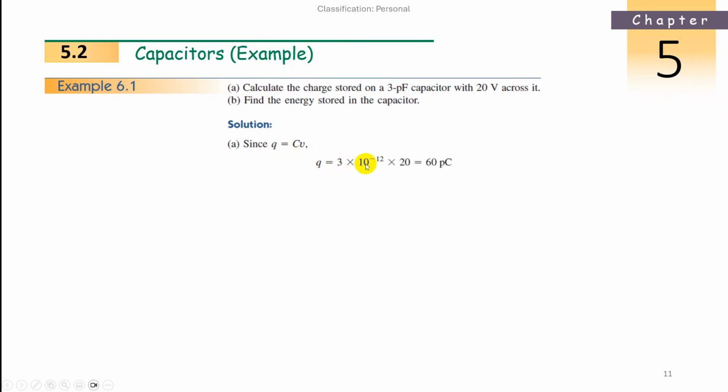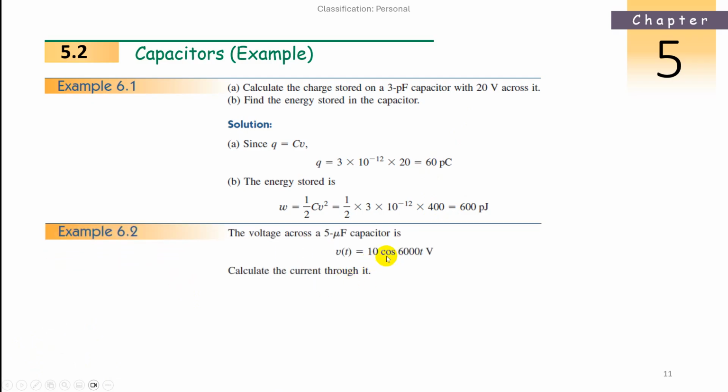Since Q is equal to CV for the first answer, multiply: 3 picofarads, 10 power minus 12 is the capacitance, and V is 20 volts. So multiplying gives 60 picocoulombs. The charge unit is coulombs. Now energy: W is equal to half CV squared. Half, C is 3 times 10 power minus 12, and V squared is 20 squared, 20 multiplied by 20, 400. So 600 picojoules. Energy is always stored in joules.